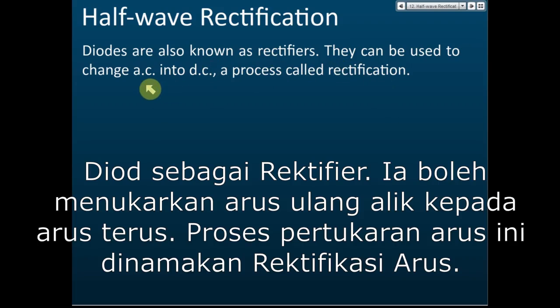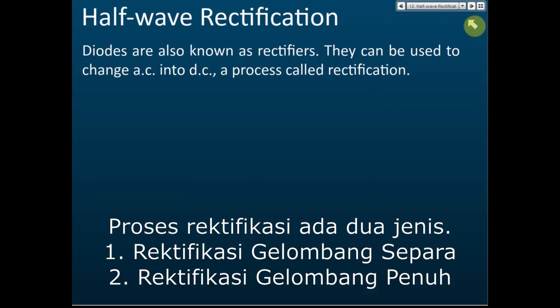So a diode can change alternating current to direct current. Therefore, a diode is called a rectifier, and the process to change alternating current to direct current is called rectification. There are two types of rectification: half wave rectification and full wave rectification. I will show you the half wave rectification first.